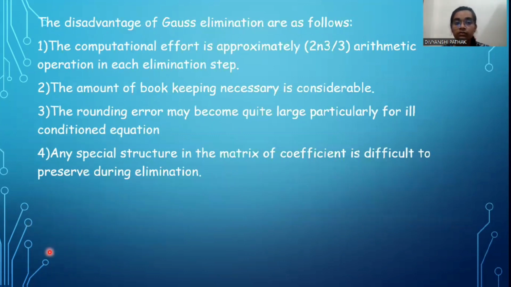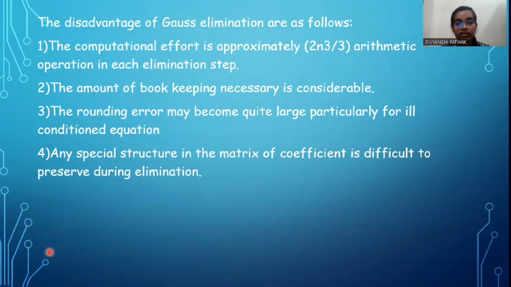The disadvantages of Gauss elimination are as follows. The computational effort is approximately 2n cube upon 3 arithmetic operations in each elimination step. The amount of bookkeeping necessary is considerable. The rounding error may be quite large, particularly for ill-conditioned equations.